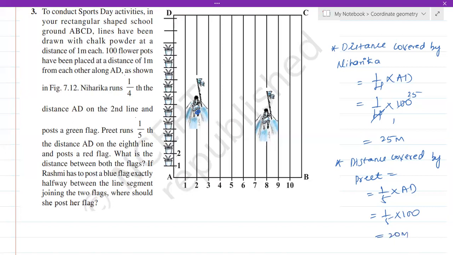Now, which means she will be at the 20th pot. Okay. And Niharika will be at the 25th pot. Okay. Now, from this data, we can actually find the coordinates of Niharika and Preet. Niharika is at the 25th pot, isn't it?